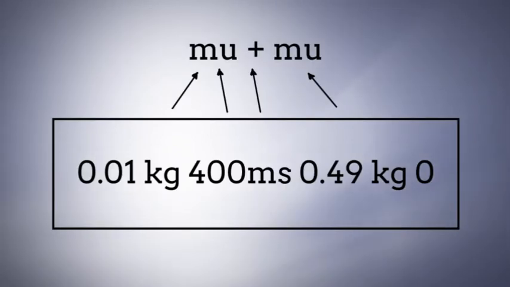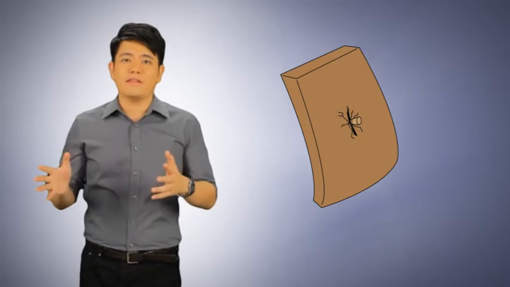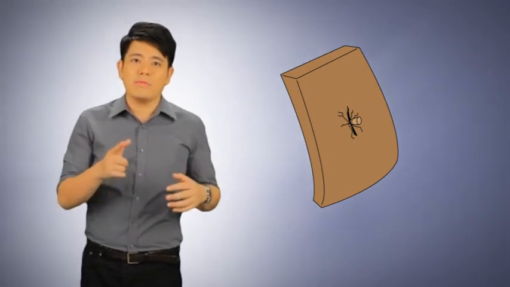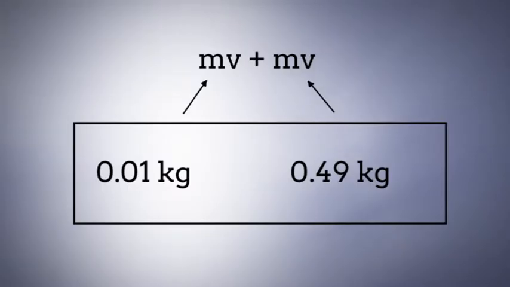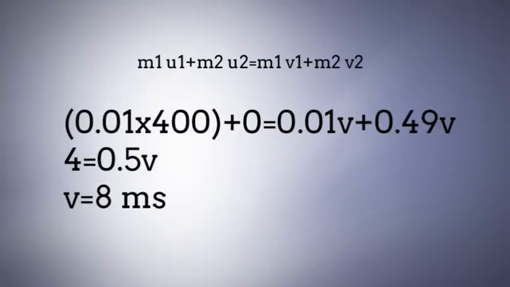Using the formula m1u1 plus m2u2 equals m1v1 plus m2v2, since the bullet and the wooden block are moving together, they will have the same velocity. For the right side of the equation, substitute the same values for the mass. And the rest is just simple maths. Just follow the working and the answer is 8 meters per second.